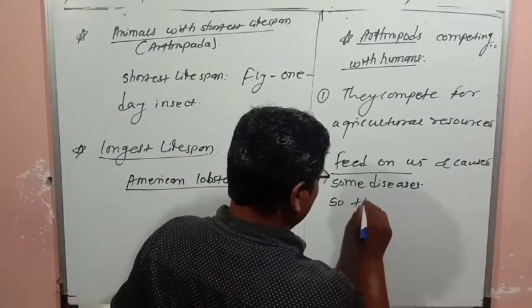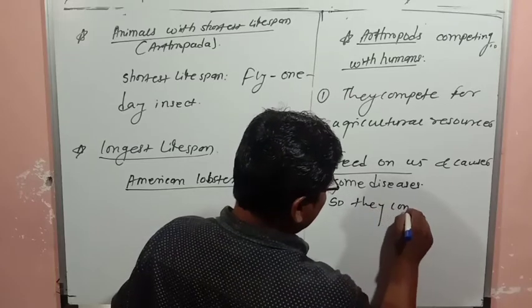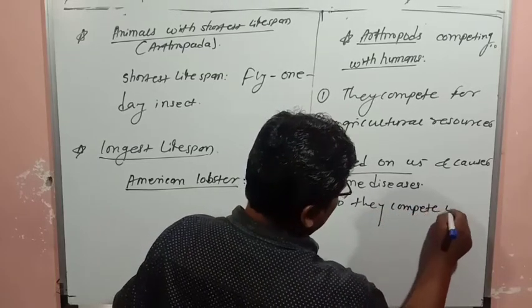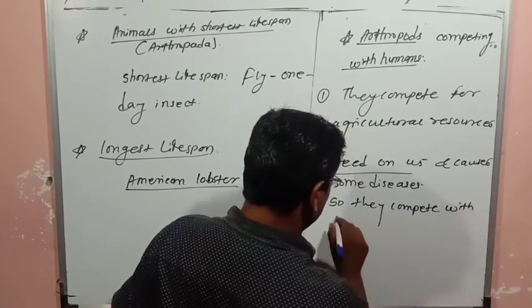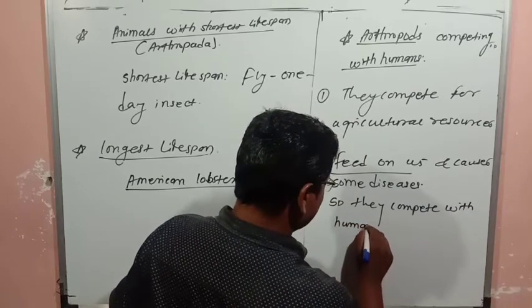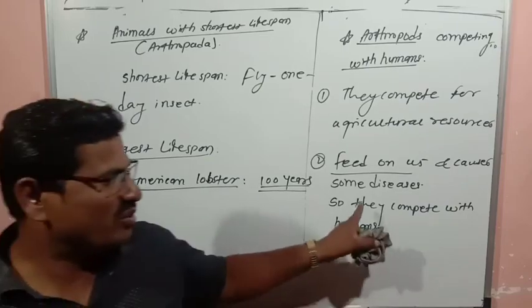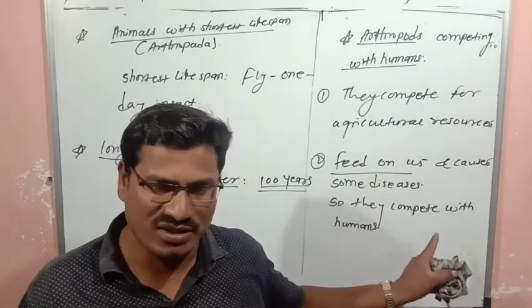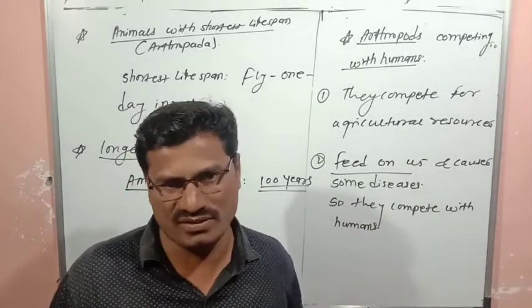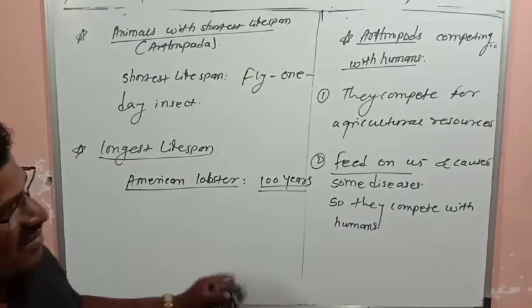So they compete with humans. They are sucking our blood. They are living on us, feeding on us, and competing with us. So these are the points related to the arthropods.